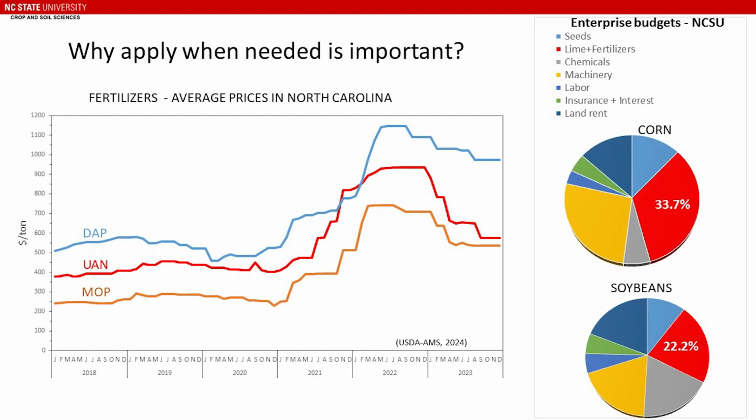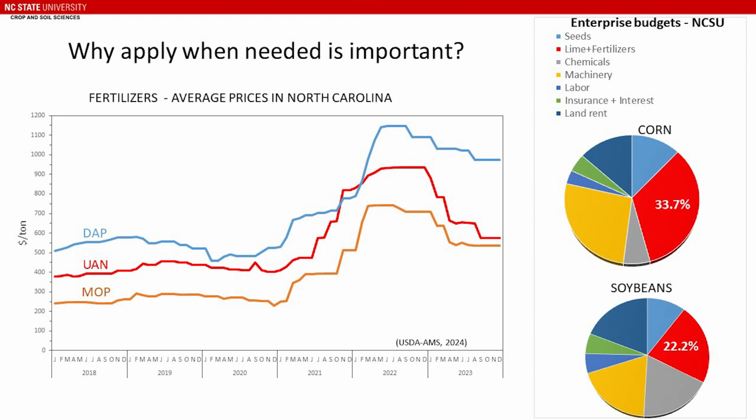Why is it important? Well, all of you faced this problem the last 2 years of the prices of fertilizers. Here you can see the price for DAP, UAN, and muriate of potash. And at the end of 2021 and in 2022 we had very high prices for these products. It's a little better now, but we are not back to the levels of prices that we had in 2020, unfortunately.